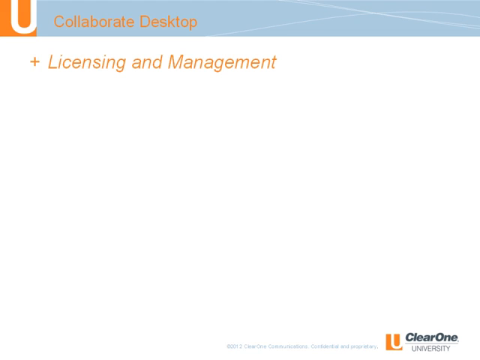The Collaborate Desktop has 3 licensing features. The first is the USB dongle license. With this option, the license is located on a USB drive and can be shared between computers. You simply plug the USB dongle into your computer's USB port and the desktop software will read it.